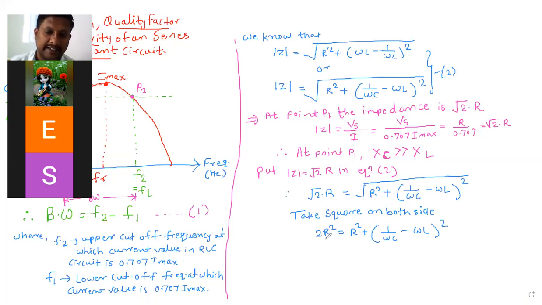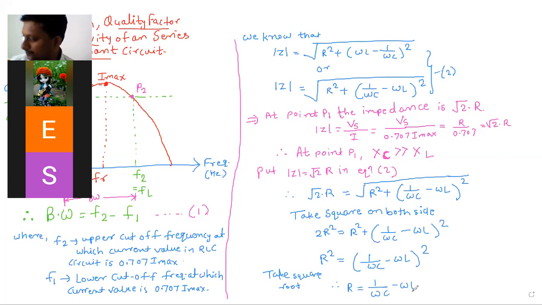Now this R square you can take to the left hand side. 2R square minus R square, what will it be? R square. Do not cancel the other R square, because plus is there. So 2R square minus R square becomes R square, equal to 1 upon omega C minus omega L, bracket square. Now there is a square on both sides. Take square root on both sides. So it becomes R is equal to 1 upon omega C minus omega L.